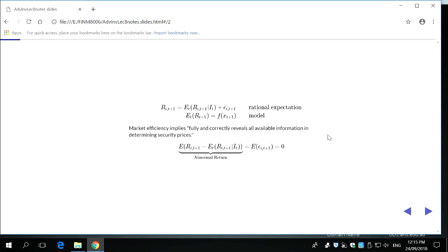So what does market efficiency mean? Market efficiency means the stock price or stock returns should fully and correctly reflect all the available information that determines the security price. In terms of the model we write here, that means the abnormal return, which is the difference between the realized return and the conditional expectation of the return, should have an expectation equal to 0.